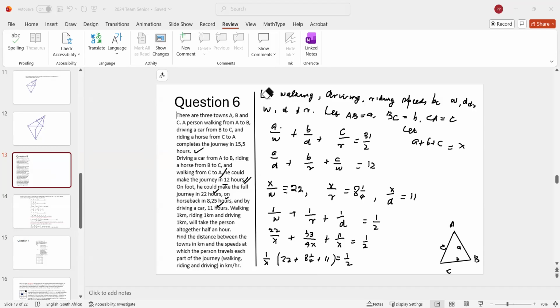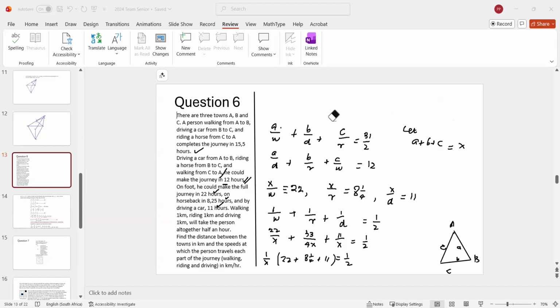Be careful I don't wipe out any of my equations here. Okay, I know what W, D, and R are. They are walking and the speeds. So I'll take this out. And then I know that these were, and A plus B plus C is X, remember?